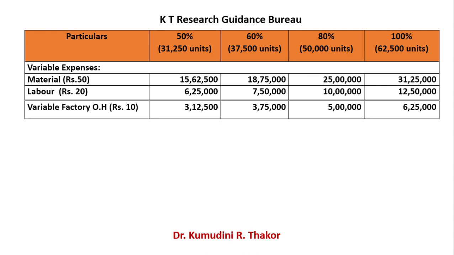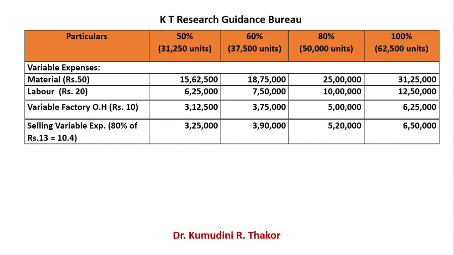It is 10.4. Total is 13 rupees. And right now we are calculating only variable expenses. So we will consider variable expenses. It is 10.4. Same way, find out for all levels of capacity.